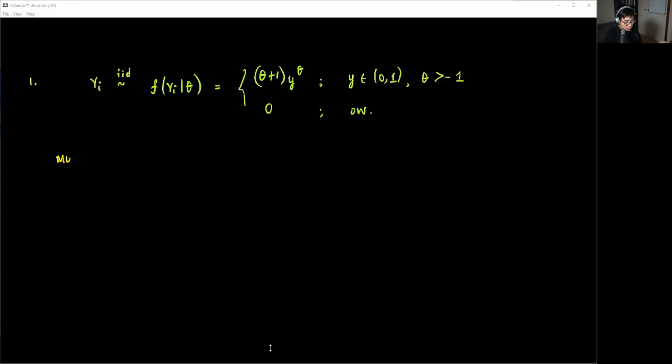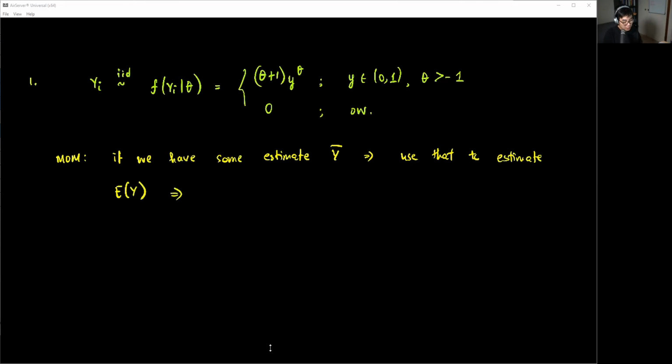the idea behind the method of moments is that if we have some estimate, let's say y bar, we can use that to estimate the expectation of y, which will then allow us to estimate theta. So we want to find what theta is as a function of the expectation, and then we can replace that expectation with the sample estimate, and that gives us our method of moments estimate.